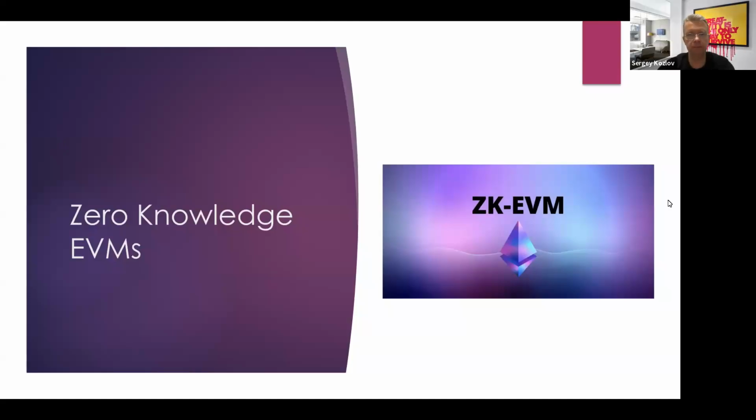Hello, everyone. We have today's second lecture about zero-knowledge proofs. In the first lecture, we understood that zero-knowledge is the technology which allows us to prove a statement without revealing the statement itself. And now we will talk about what it means if we apply this rule to the Ethereum virtual machine. So we are going to talk about zero-knowledge EVMs.